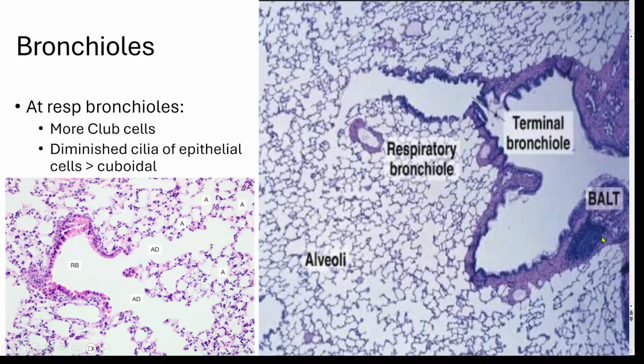And there is an important structure here called BALT, B-A-L-T, like MALT, but that's in the alimentary canal and the gastrointestinal system. It's called bronchial associated lymphoid tissue, like that one, mucosa associated lymphoid tissue. This one is bronchial because it's related to the bronchi. It's not a lymph node.